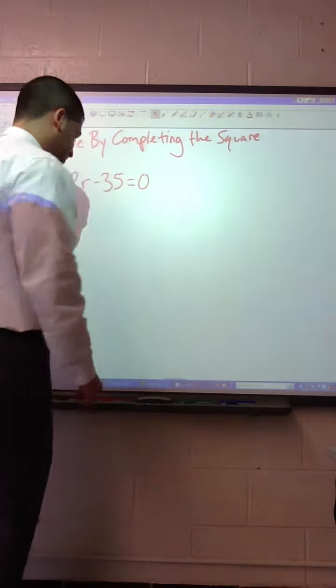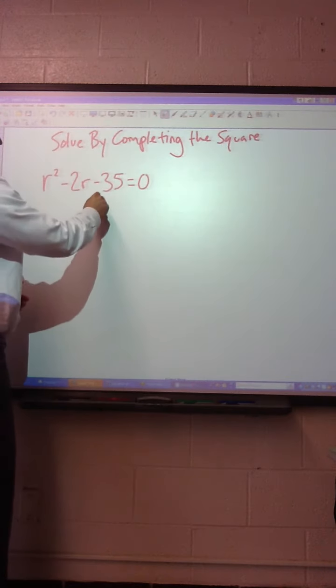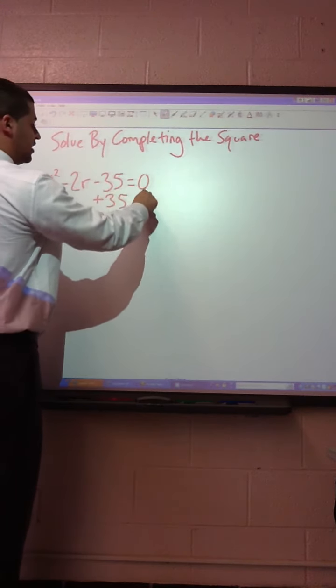Alright, so here we're going to solve by completing the square. It's another review for the test that was requested, so let's just start. If we complete the square, we need to make sure that this term, the A term, is equal to 1, and it is. And if it is, then we can start by isolating our constant.